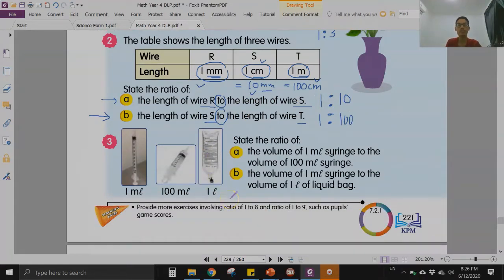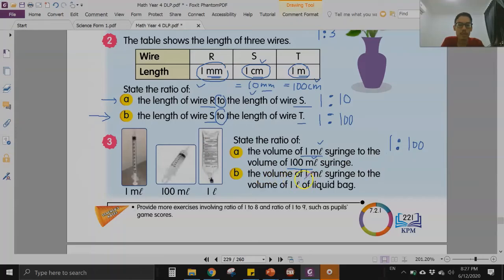Last question. State the ratio of the volume of 1 ml syringe to the volume of 100 ml syringe. 1 ml to 100 ml. Now you can see that the units are the same. Both are ml. So you just write the numbers. 1 to 100. Now remember, for ratio, we don't write the unit. We don't write ml, we don't write liter, just the numbers.